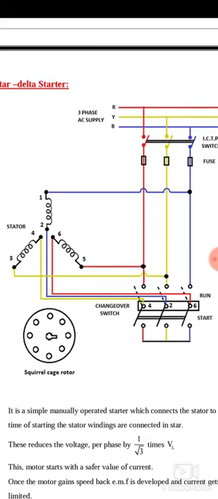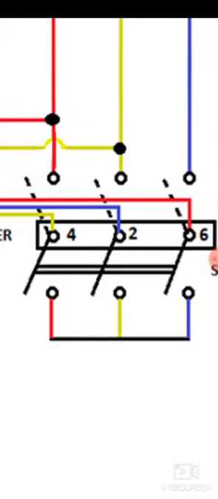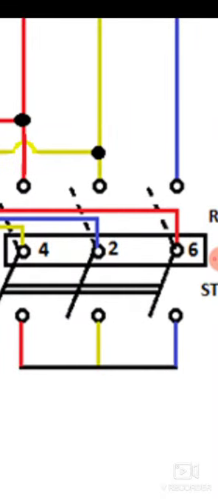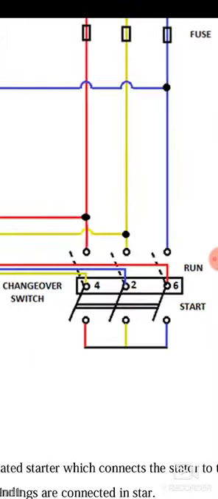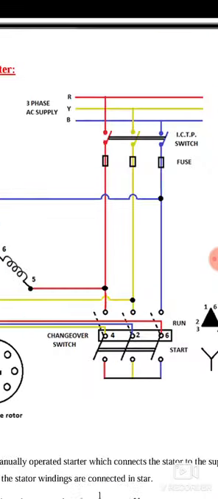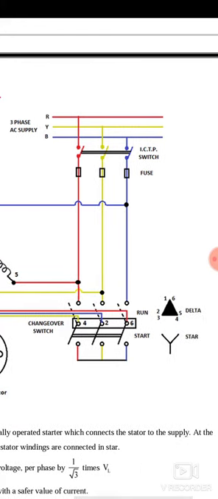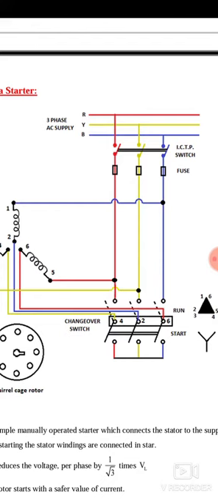So when the supply goes through this star delta starter and goes inside the motor, or the stator, at that time the voltage will get reduced because initially it is connected in star, so motor voltage will get reduced root 3 times.